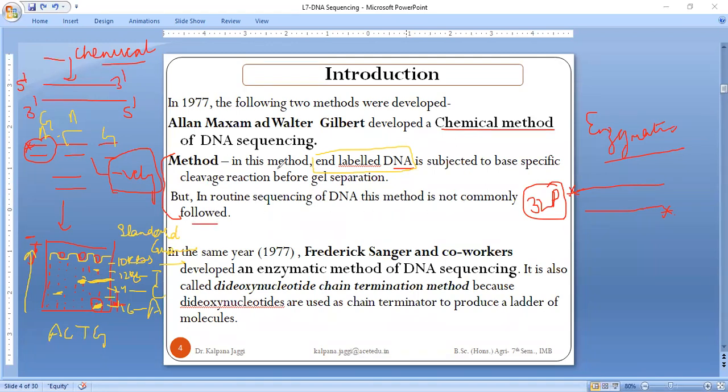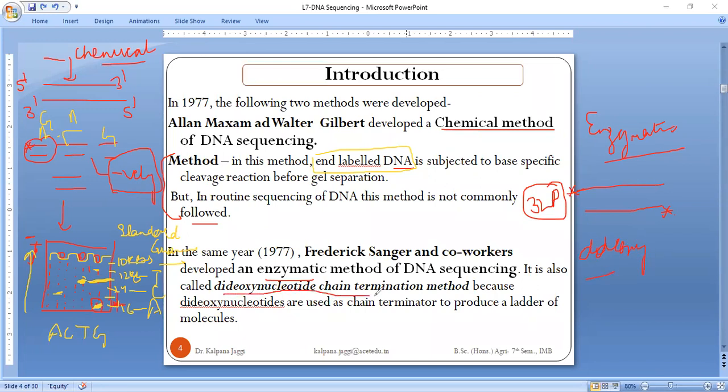Because it is not commonly followed, in the same year another scientist came to the front, whose name was Frederick Sanger, and his team. They developed another method where the chemical technology was replaced with the enzymatic technology, right? And this method is often referred to as dideoxy.